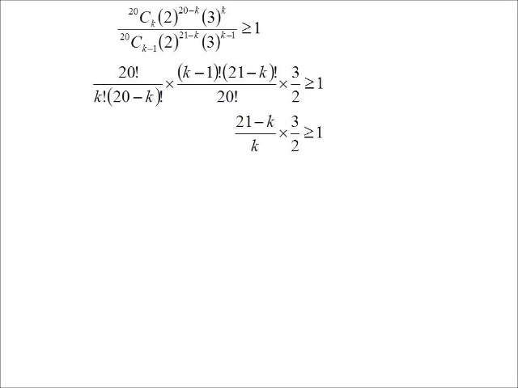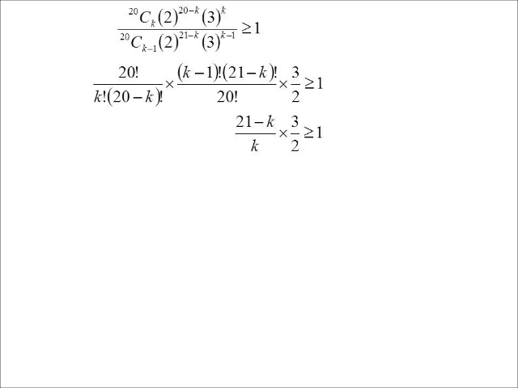Now let's play with the factorials. I do a very similar thing. Obviously, the 20 factorials will cancel. The k factorial and the (k−1) factorial, again, I don't know what k is, but I do know k factorial will be bigger than (k−1) factorial. And they differ by 1, so they would cancel, leaving k on the bottom. (20−k) factorial, (21−k) factorial. Well, 21 minus k must be the bigger one, so they would cancel, leaving 21 minus k on top.